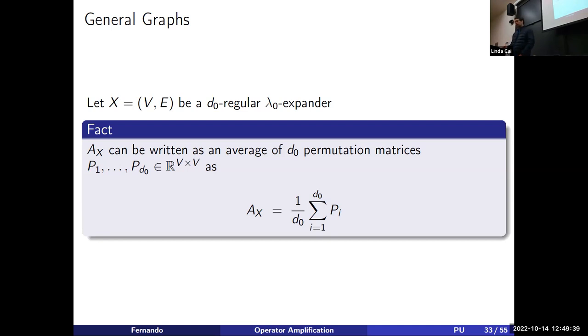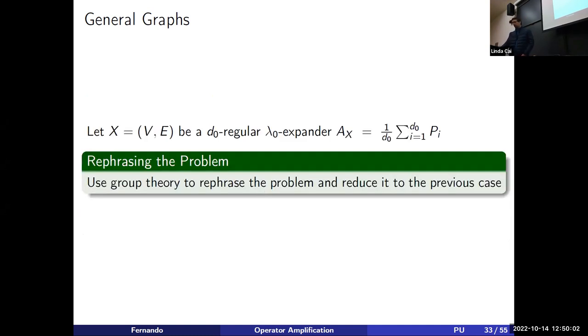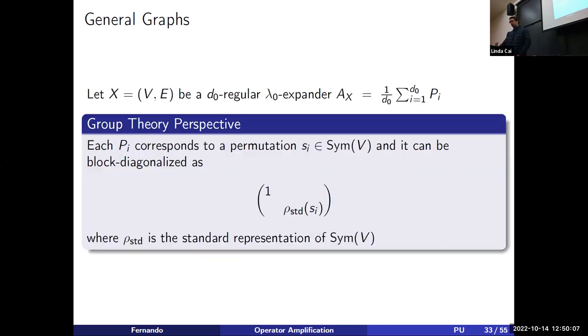But not fully, right? If you take an arbitrary d-regular graph, it's easy to show that you can decompose its normalized adjacency matrix as an average of permutation matrices. Those are matrices that have exactly one 1 per row and column, otherwise it's zero. So you can have this form here. And now let's try to map things to group theory. You can make any permutation matrix correspond to a permutation of the symmetric group on the vertices.